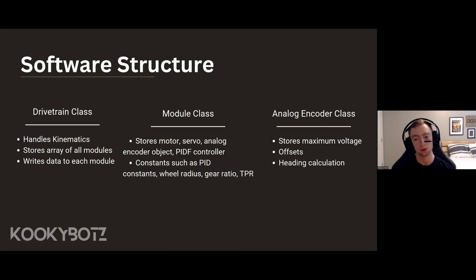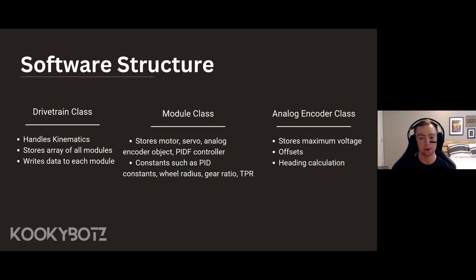Each module class will then store a motor, servo, absolute analog encoder, as well as a PIDF controller. Other constants that you could store in here are the PID constants, feed forward values, wheel radius, gear ratio, and ticks per revolution. This class acts as a clean way to handle reading the encoder, updating every value to every single part of the module, as well as handling every single property, such as whether or not you want your module inverted, how you're going to normalize values, things like that.